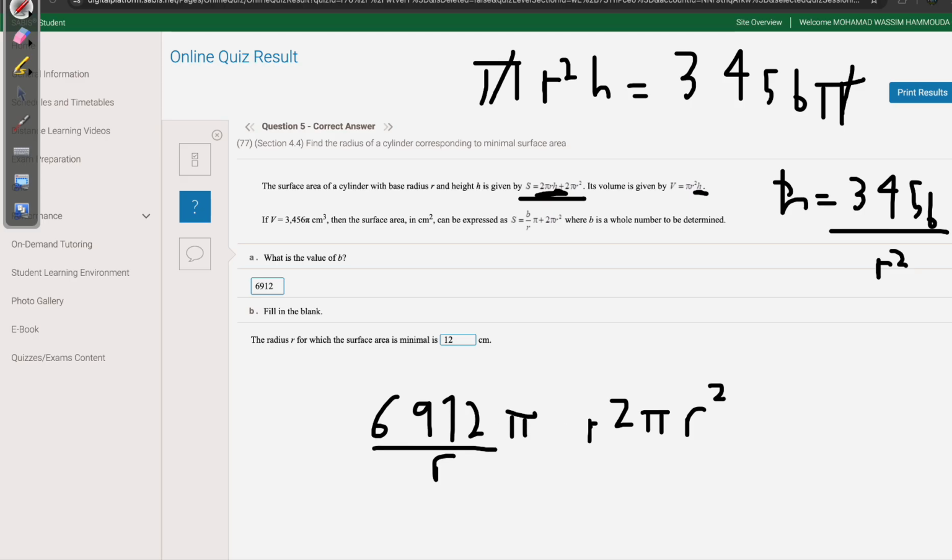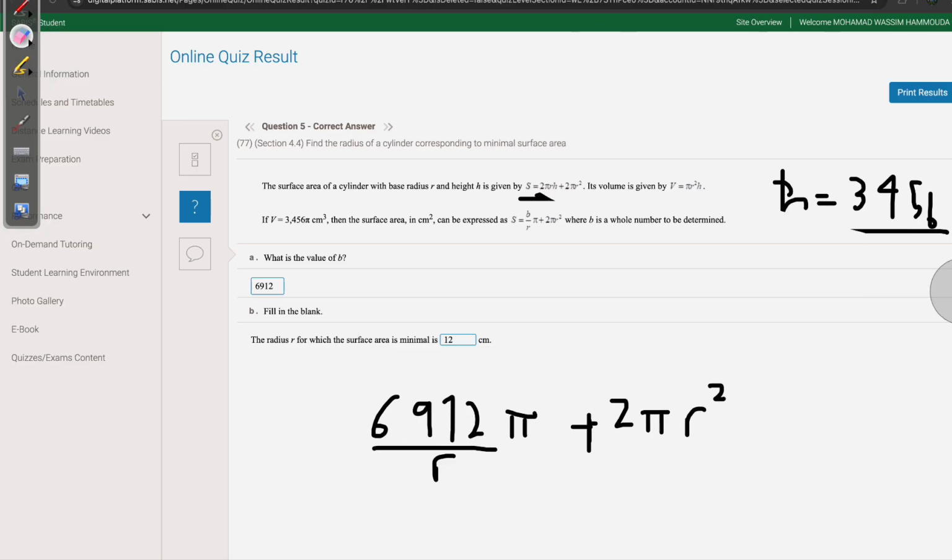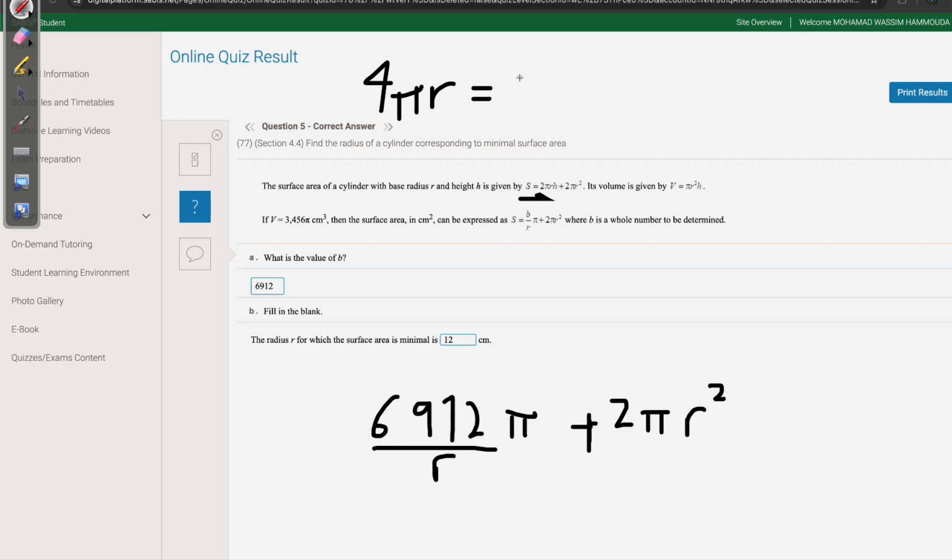Now here comes the tough part. They want to find the minimum surface area. To find the minimum surface area, we need to figure out what makes the derivative equal to 0. So what we're gonna do is derive 4 pi r is equal to, wait, no, not yet. Okay, so 4 pi r is minus 6912 pi over r squared.